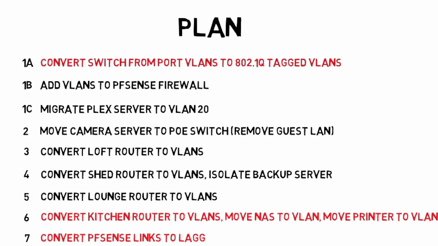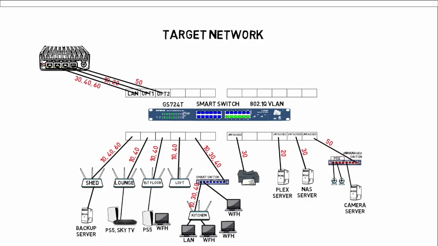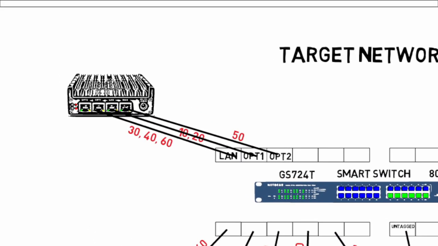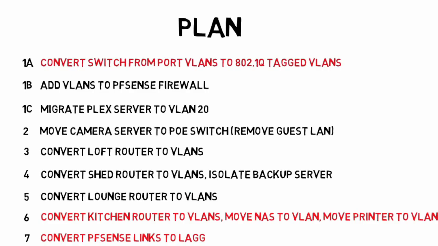And what I'm thinking that I'll do is I may aggregate these two, the LAN and opt one, into a single lag unit, so they share their traffic across it. But that's probably for a future state, and that will cause an outage while I'm doing that. So that's the plan.